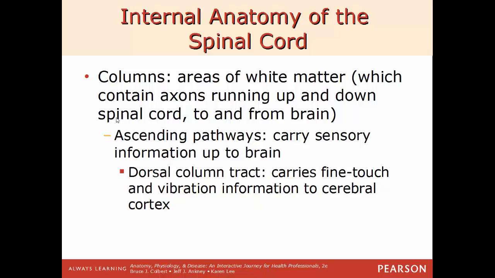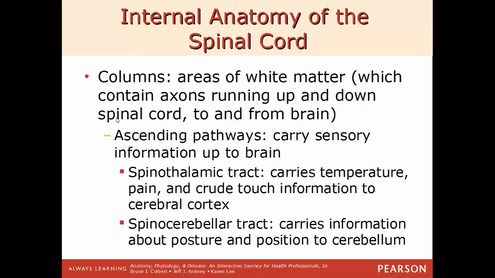In the ascending pathway, you have information going from your senses going up to your brain. So information is traveling up to your brain or arriving at the brain. Within this pathway, you have the dorsal column tract. This will carry fine touch and vibration information to the cerebral cortex part of the brain. You also will have the spinothalamic tract. This will carry information about temperature and pain and very basic, crude touch information to the cerebral cortex.